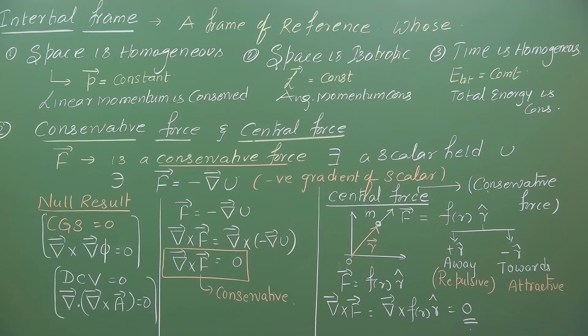We have defined Newton's laws, and Newton's laws are valid in an inertial frame, and we defined what is meant by an inertial frame: a frame of reference whose space is homogeneous, whose space is isotropic, and whose time is homogeneous. But unfortunately time is not isotropic.